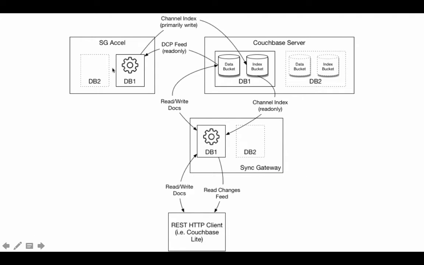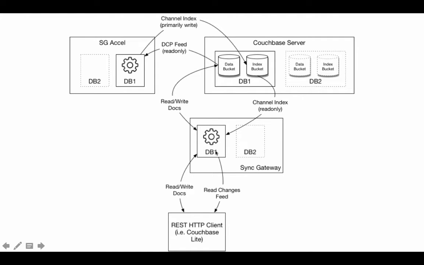Here we have a diagram that shows this in a little more detail. You have the SyncGateway accelerator node. That's listening to the DCP feed, that's the mutation feed or the changes feed in effect from the Couchbase server cluster. Doing the work to build the channel index. And so primarily writing to this index bucket. That takes the load off SyncGateway of forming the index.